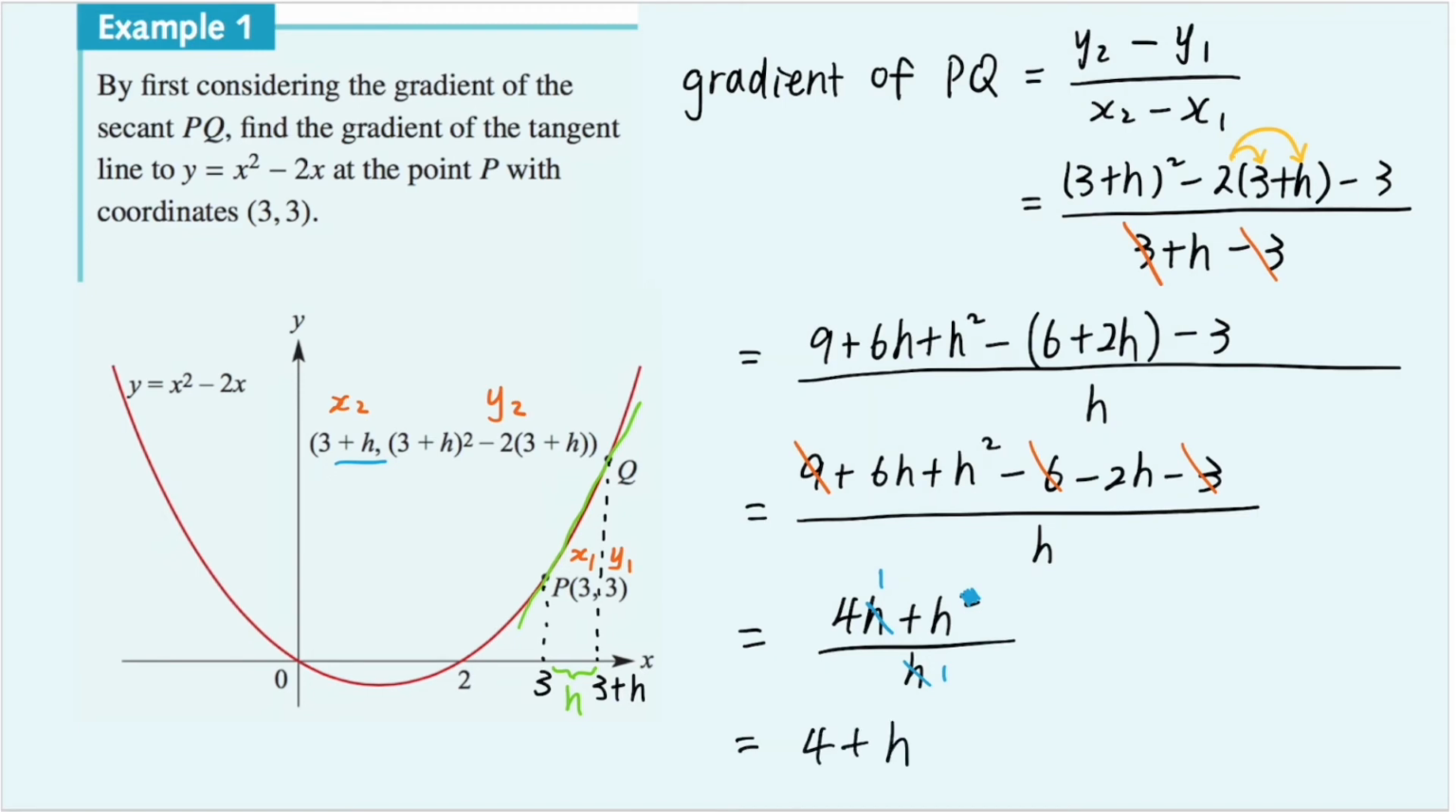And remember that we want h to be as close to 0 as possible. So as h approaches 0, the gradient of the tangent line at this point P is equal to 4.